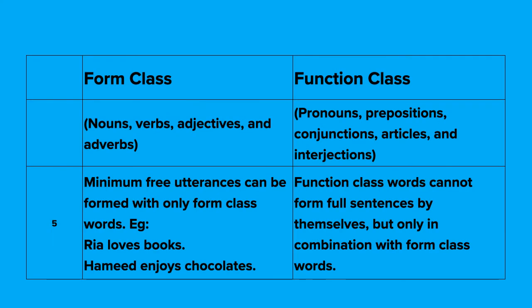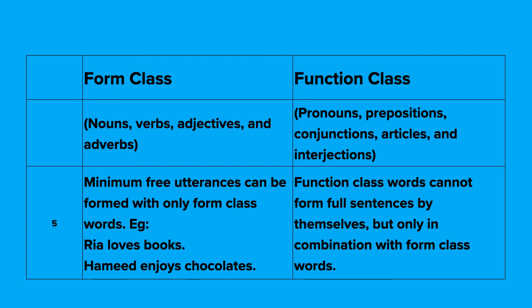Now, the fifth point. Minimum free utterances can be formed with only form class words. Minimum free utterances means a full sentence which can stand freely, independently, and has full meaning. Such sentences can be formed even if you use only form class words like nouns, verbs, adjectives, and adverbs.